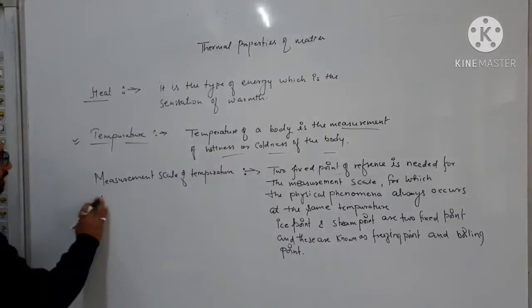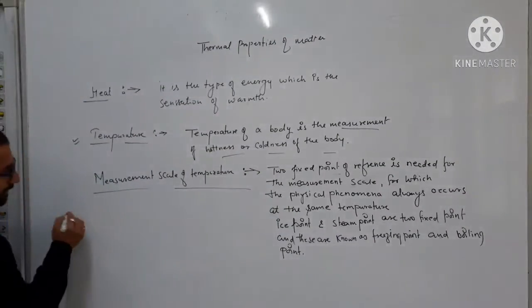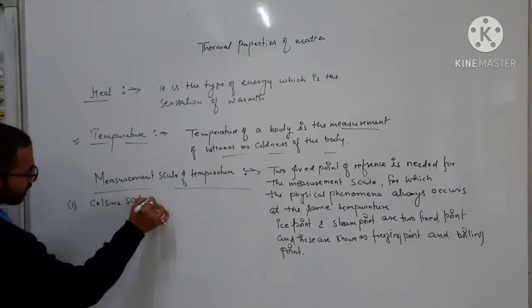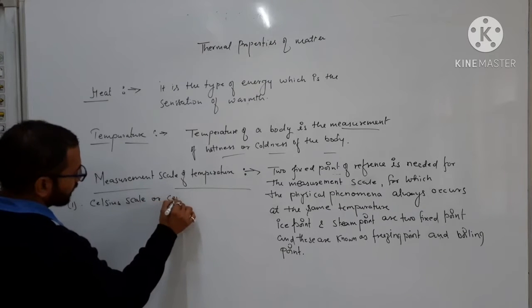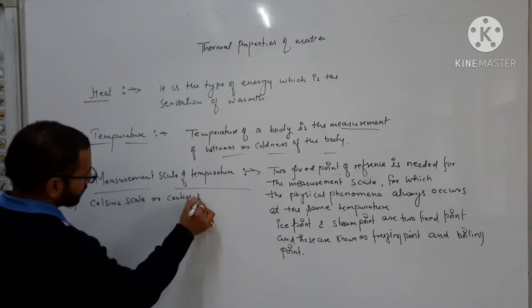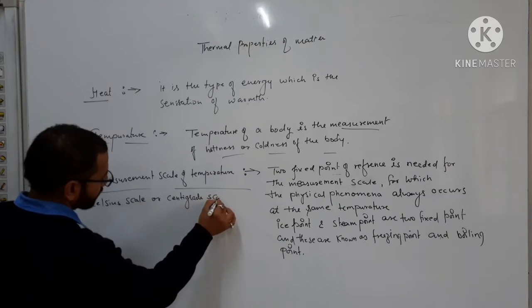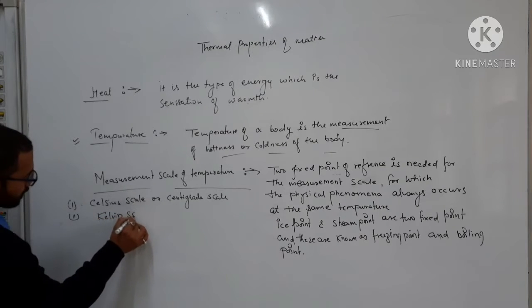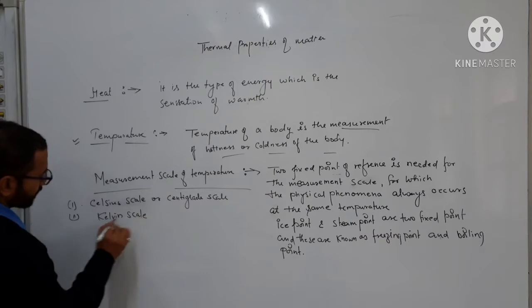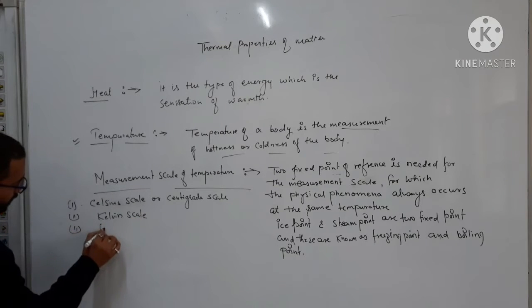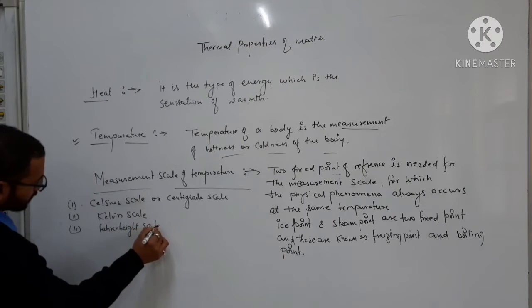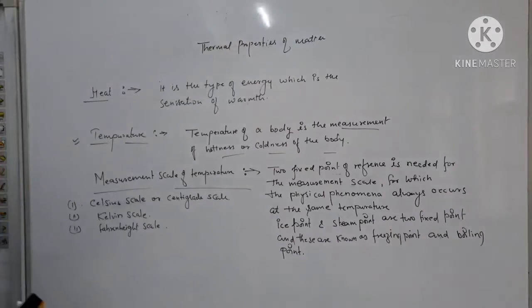So here I am writing all the things about the measurement scale of temperature. As we know, first is the Celsius scale, also known as the centigrade scale. Second, the Kelvin scale, the Kelvin temperature scale. Third is the Fahrenheit scale. So we have these three types of scale which we use for measuring temperature.